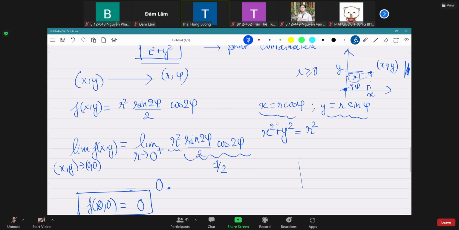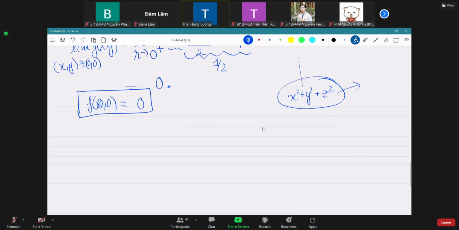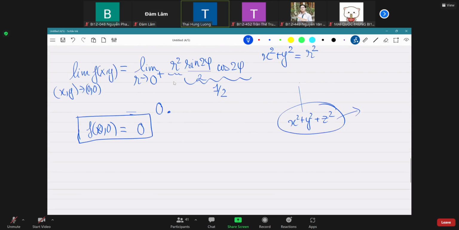So if you see a problem with a three-variable function and you have an expression of this type, you can use a very similar idea, using spherical coordinates, the version of polar coordinates for three-dimensional space. Is there any question about this problem?